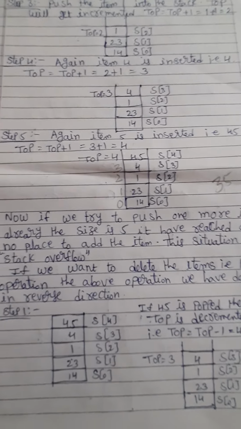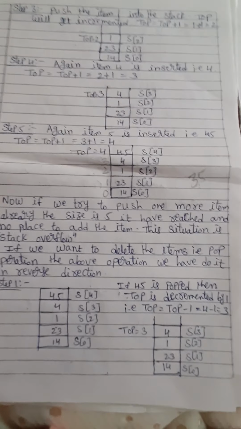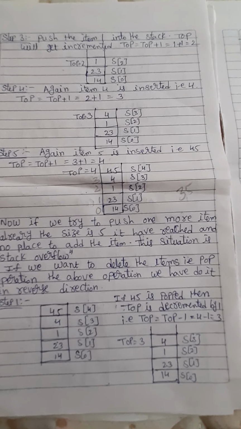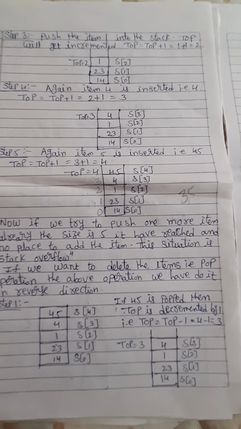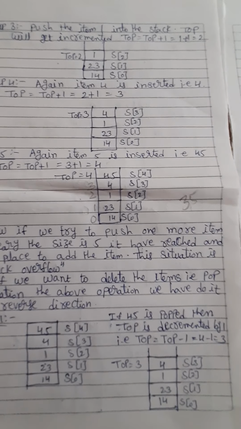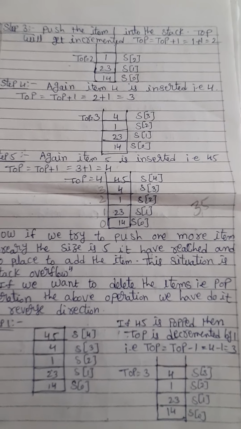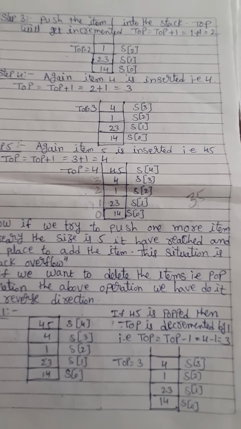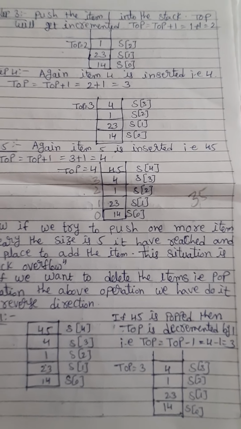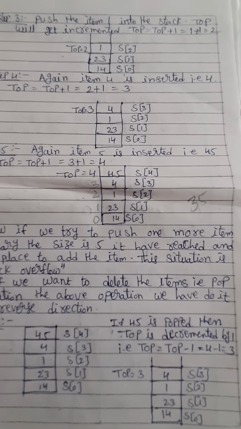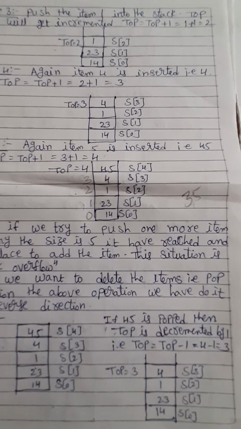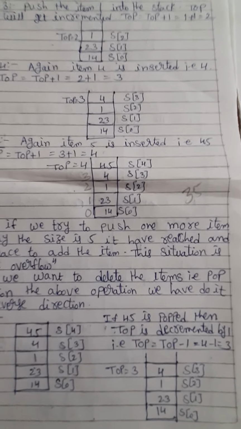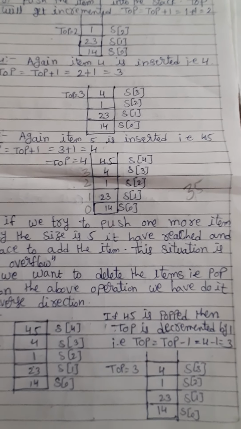Up to here we have inserted the elements into the stack. And now if you want to delete the items, that means perform the pop operation, we did the insertion by adding one by one. We added 1 to the top position and inserted all the elements. If you want to delete, we have to do that process in the reverse direction. We are going to delete the element from the top one by one, by decrementing the top value.